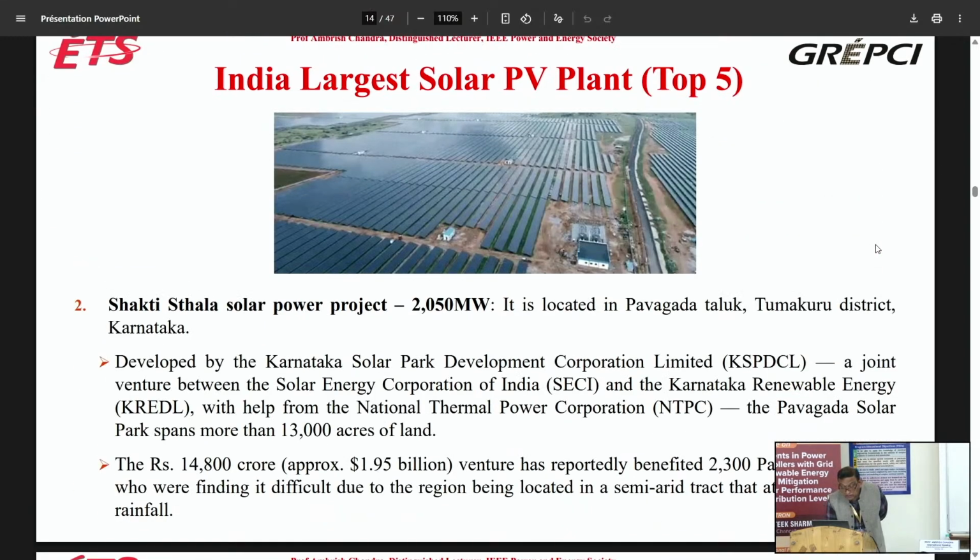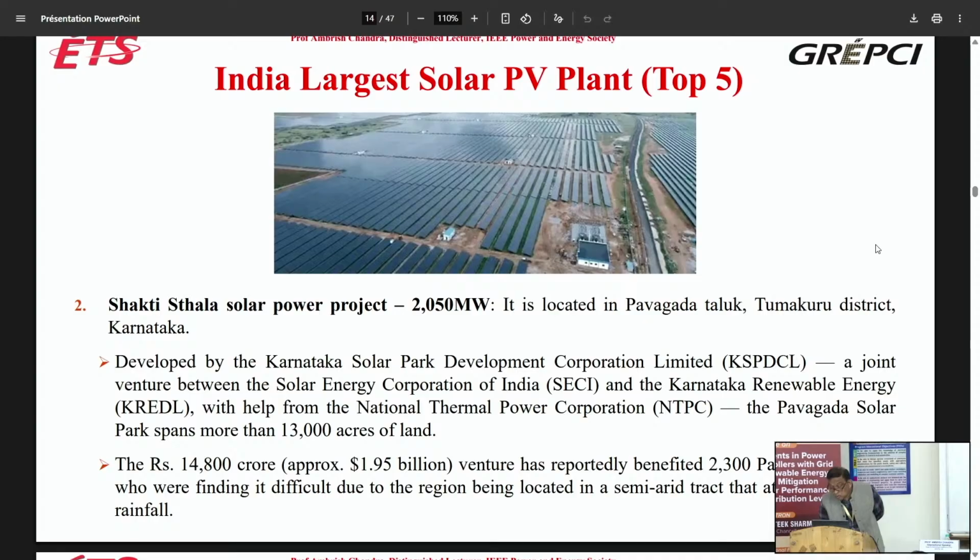Second largest, the Shakti Sthala solar power plant, 2,050 megawatt, located in Pavagada Taluk in Karnataka. 13,000 acres of land. This is vast, you can see. Amazing thing.